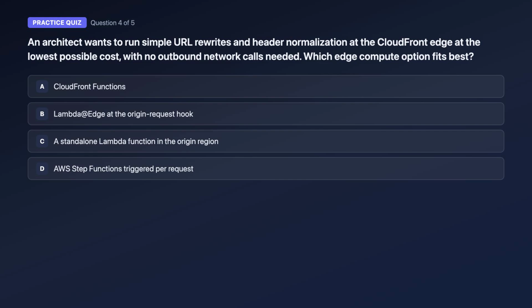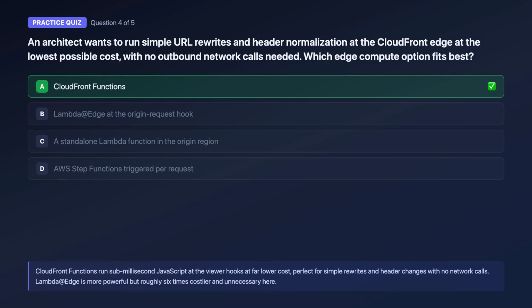Option A, CloudFront functions. Option B, Lambda at edge at the origin request hook. Option C, a standalone Lambda function in the origin region. Or option D, Amazon Web Services step functions triggered per request. Lock in your answer before I give it away.